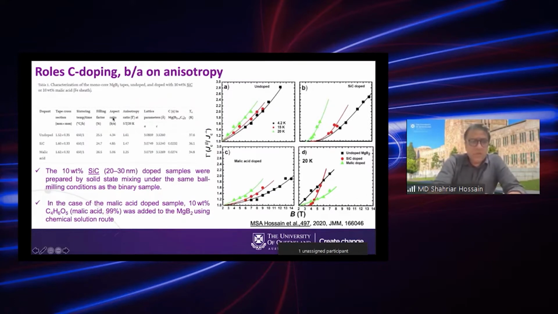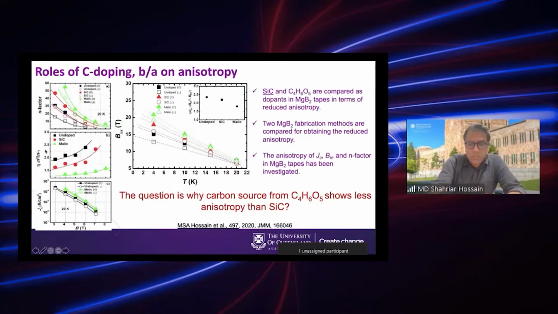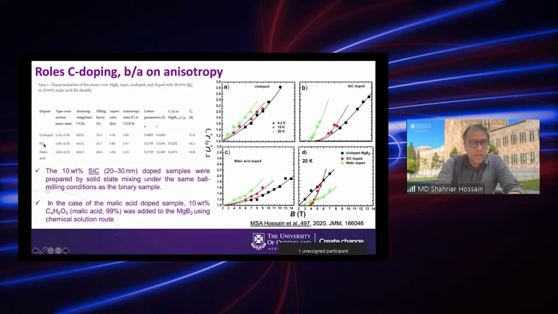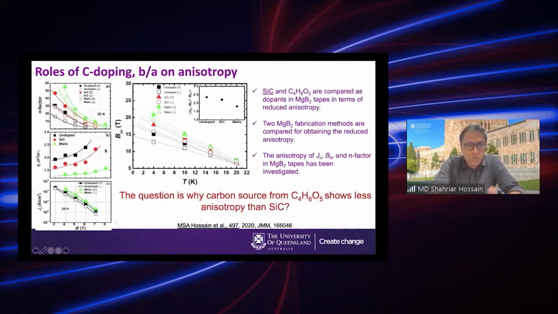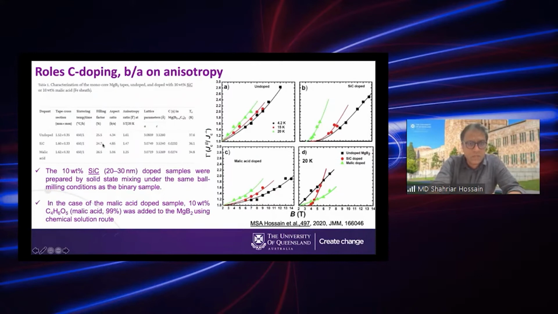Look at this table. We just took the undoped wire, silicon carbide, and malic acid doped wire. We made a tape, so it's a rolling-induced tape. This is the tape cross section. We sintered at 650 degrees for 1 hour, and the filling factor, since this is the tape, there is no densification. The filling factor increased a little, it's fluctuating, and the aspect ratio, you see the changes. Aspect ratio is B by A, and this is the anisotropy ratio.